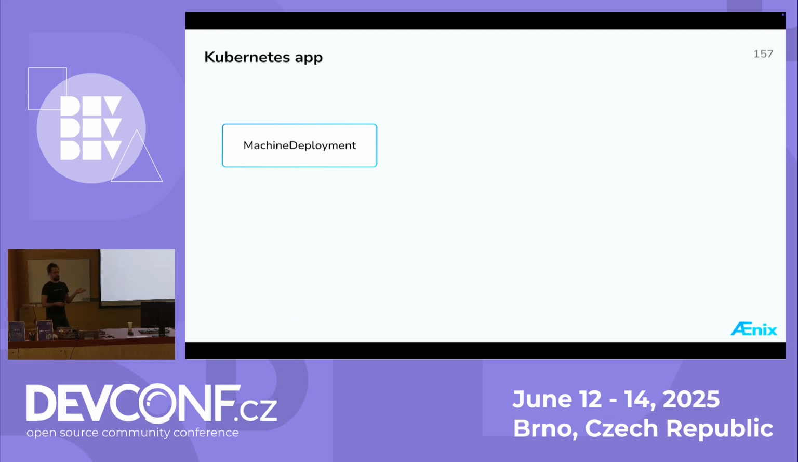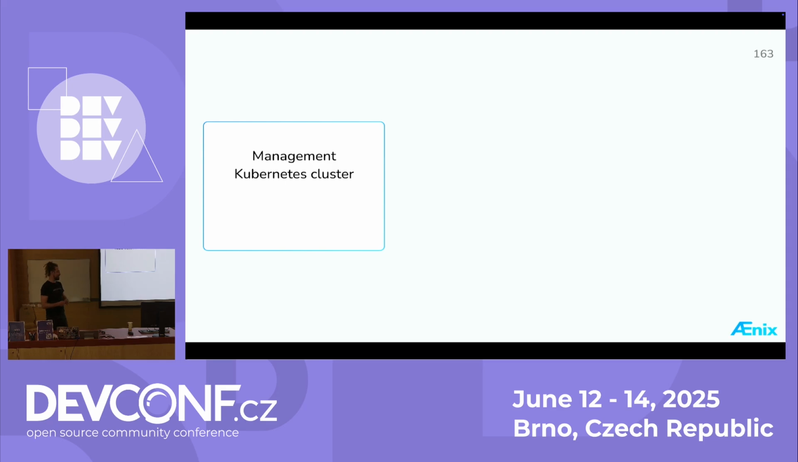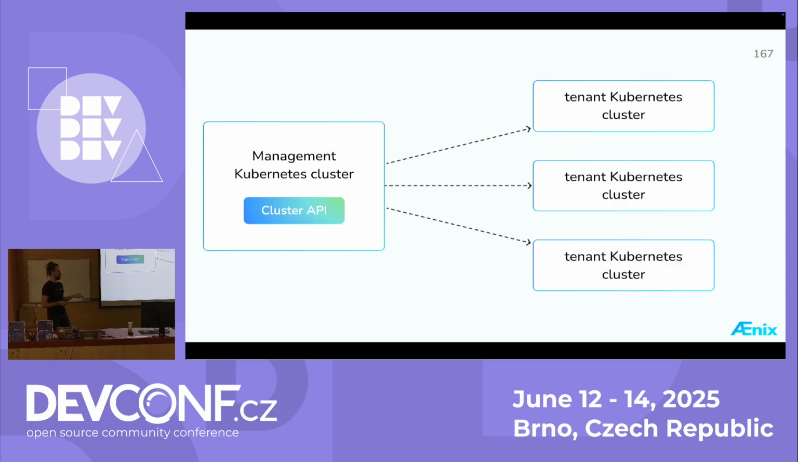A machine deployment resource in Cluster API creates a machine set. It creates a machine. Then it creates a virtual machine for KubeVirt. It creates a VMI. And under the hood, it runs the pod. In this way, we use the management Kubernetes cluster. We use Cluster API to spawn multiple tenant Kubernetes clusters in the same cluster.